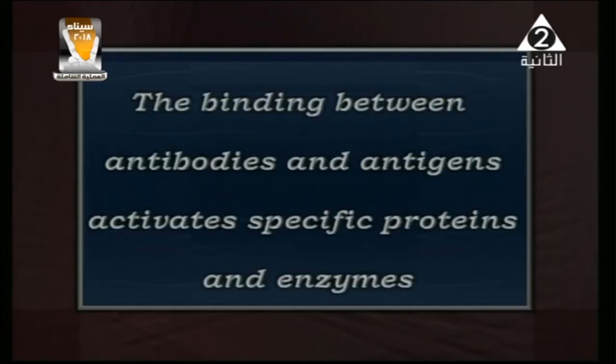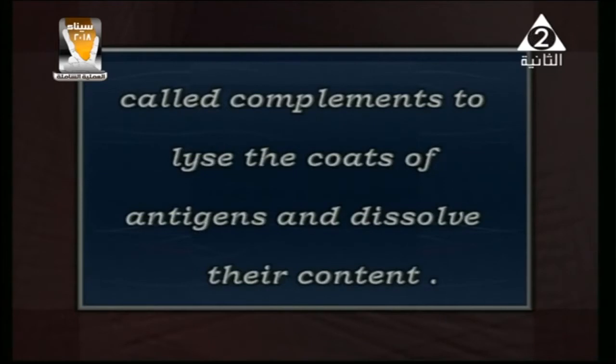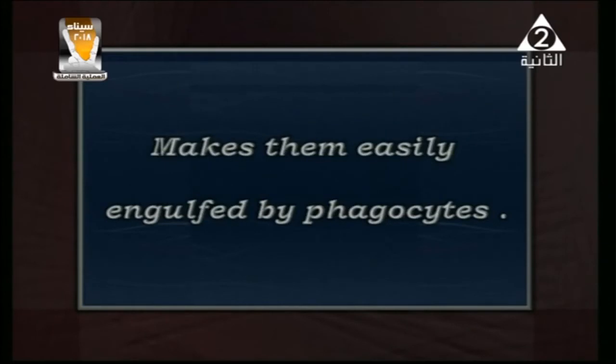What else? We also have lysis. Lysis means a kind of dissolving. Binding between the antibodies and antigens activates a specific type of proteins and enzymes, called complements. They lyse the coats of the antigens and dissolve their content. So there is no inhibition, no fixation, but we lyse the components of the antigen, dissolve it, and that makes it easier for engulfing by the phagocytes.